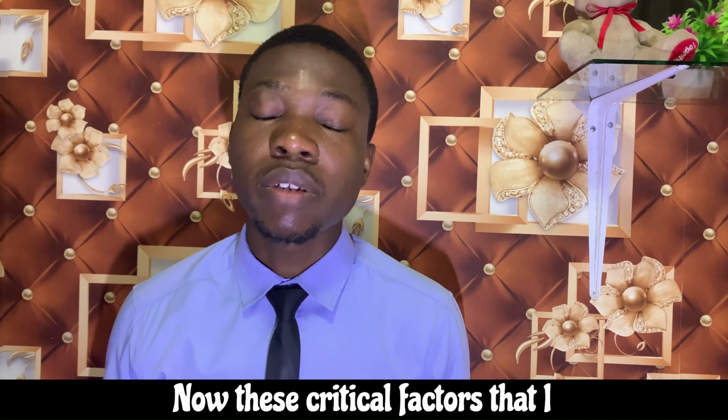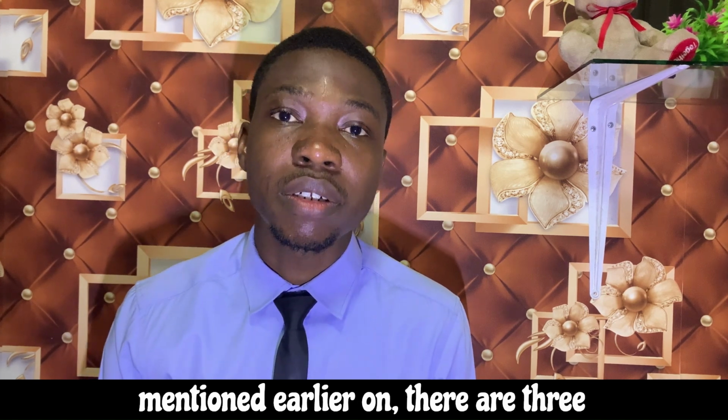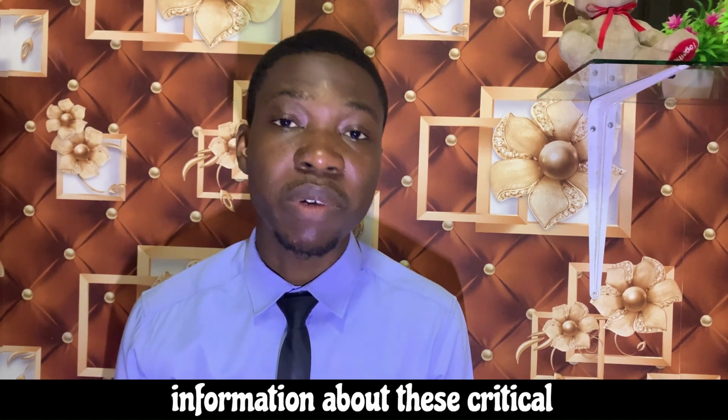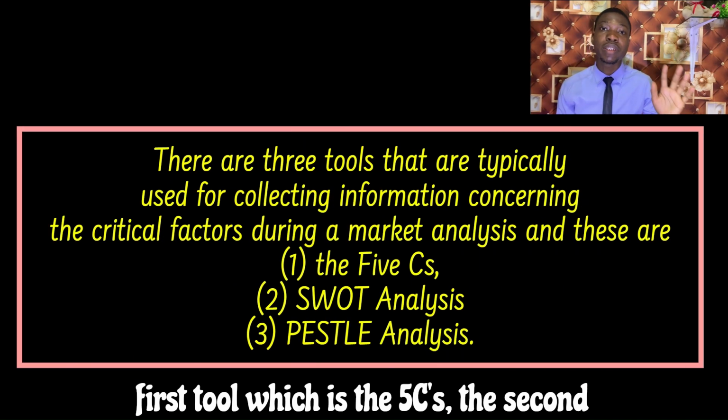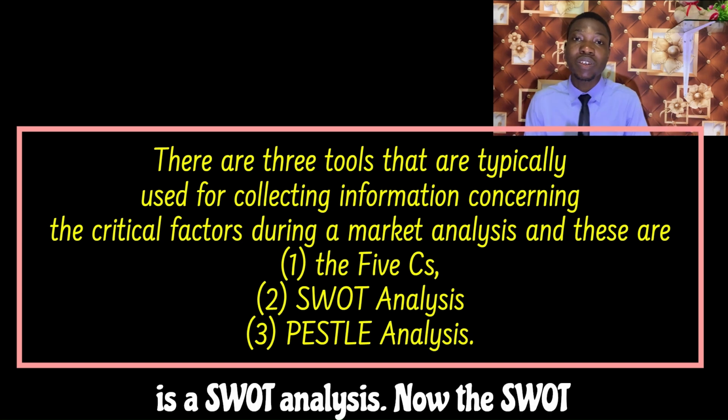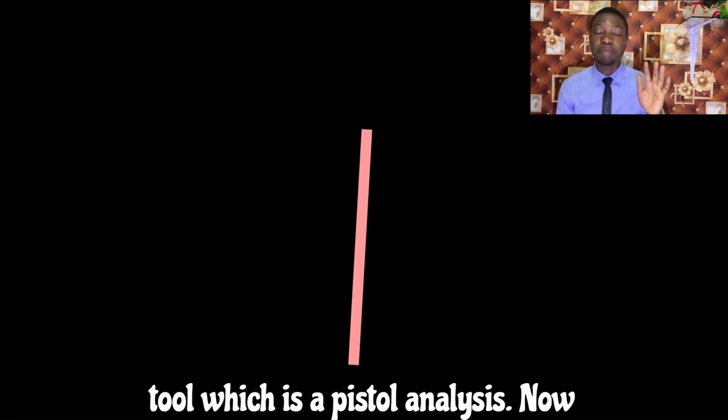Now, for these critical factors that I mentioned earlier on, there are three tools that are used to collect information about them. The first tool is the 5 C's. The second tool is the SWOT analysis. And the third tool is the PESTEL analysis.